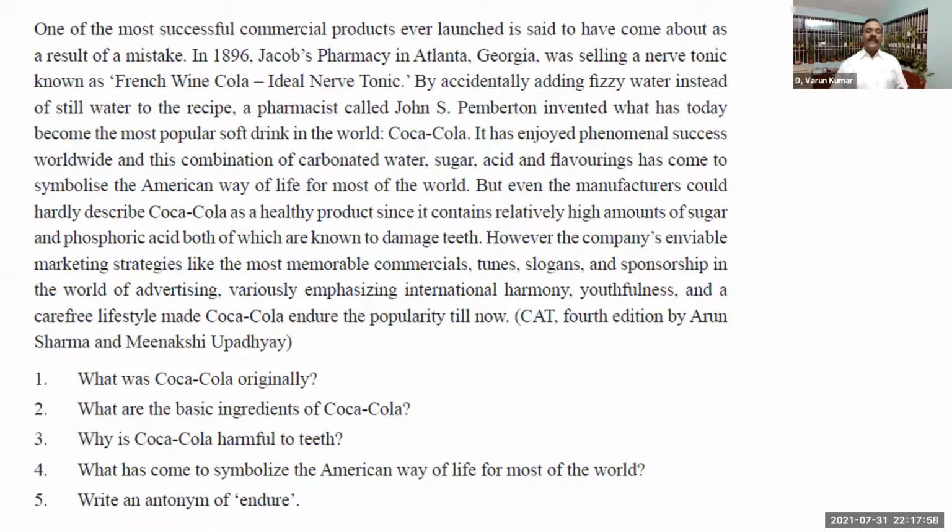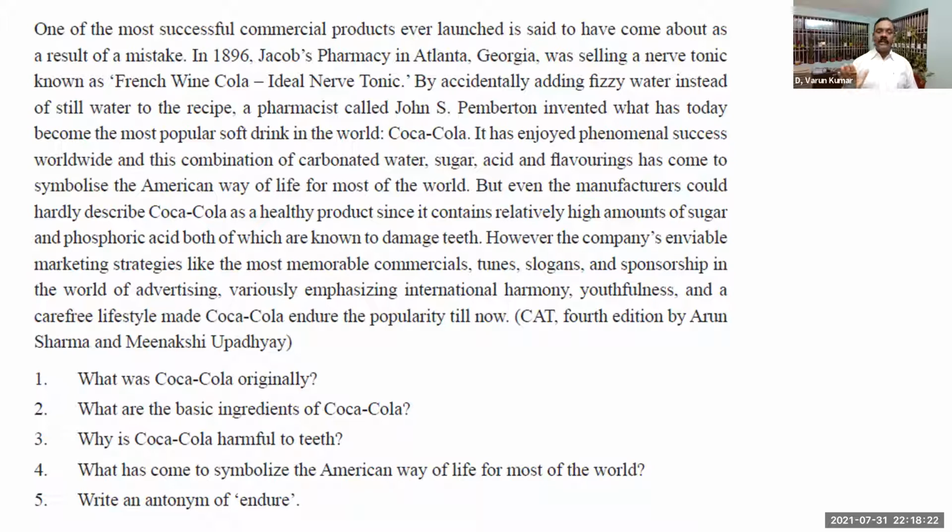Next, coming to the second passage, this is also from our textbook. So 1 to 17. So it is about Coca-Cola. Coca-Cola, immediately you say, what is Coca-Cola? Everybody says it is a soft drink. It is a drink. So let us see the questions first instead of going to the comprehension passage. What was Coca-Cola originally?